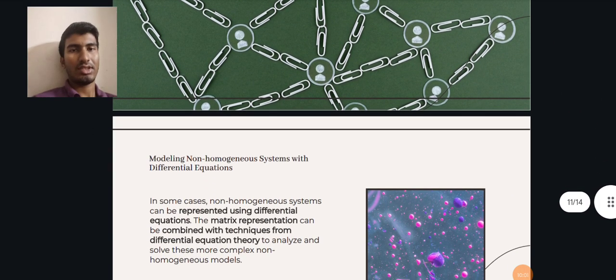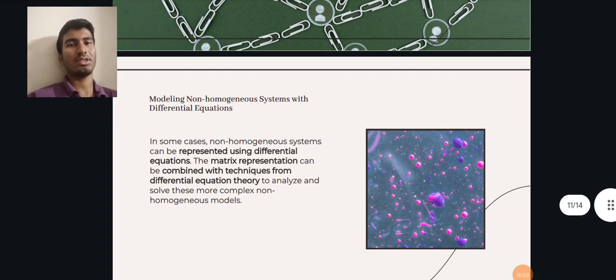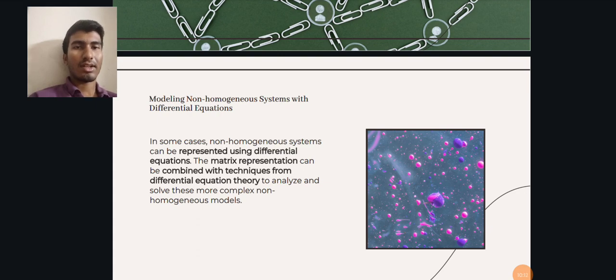And next is modeling non-homogeneous equations with differential equations. In some cases, a non-homogeneous system can be represented as a differential equation. The matrix representation can be combined with techniques from differential equation theory to analyze and solve these more complex non-homogeneous models.